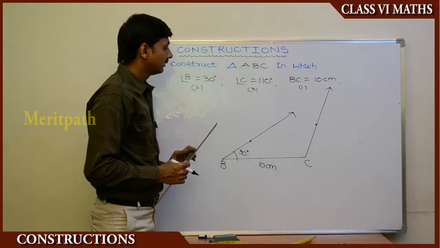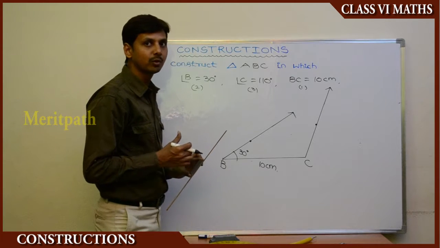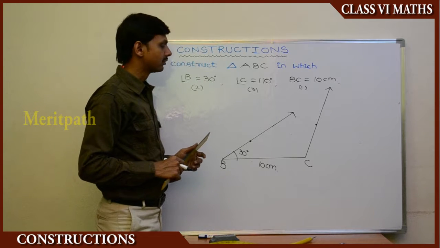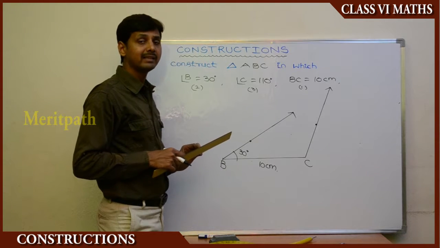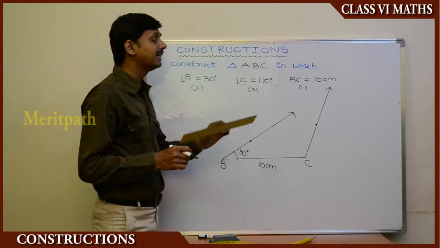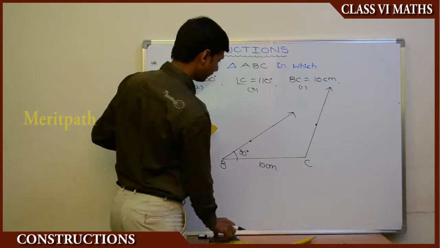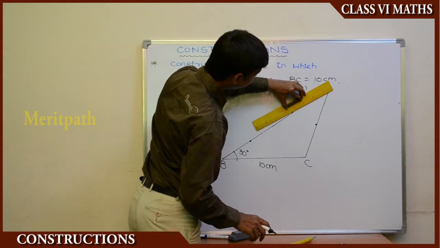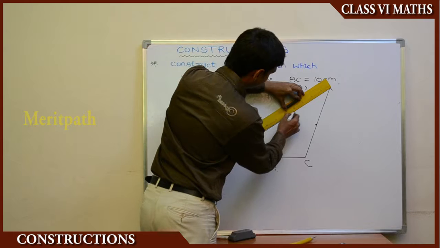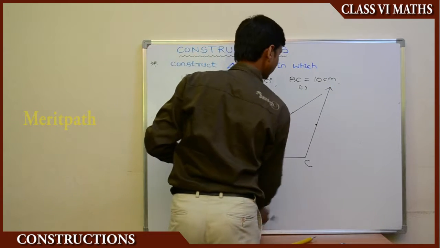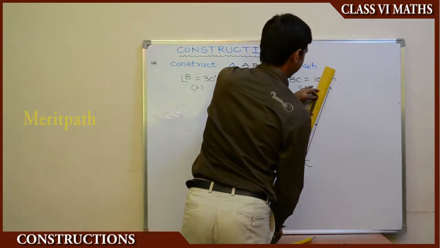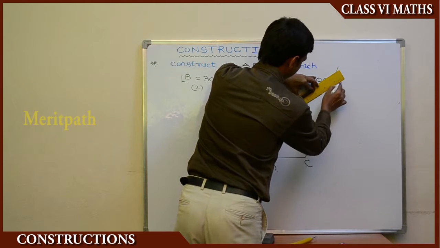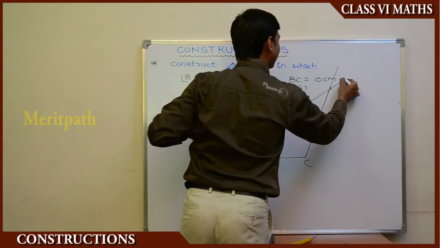Now let's observe that these two rays are not intersecting. So this is a ray and this is a ray, but these two are not intersecting. So we need to extend these two rays. Where they are intersecting, we need to take that point and name it as A. So let's take this ray and let's extend. We extended these two rays.